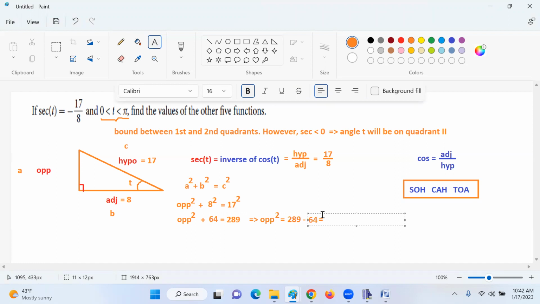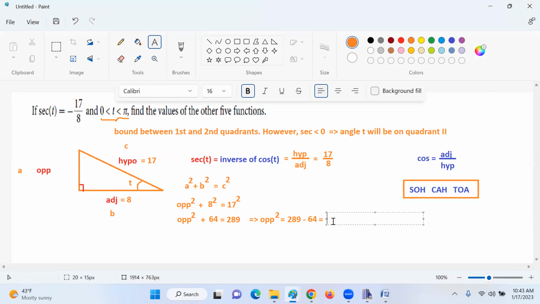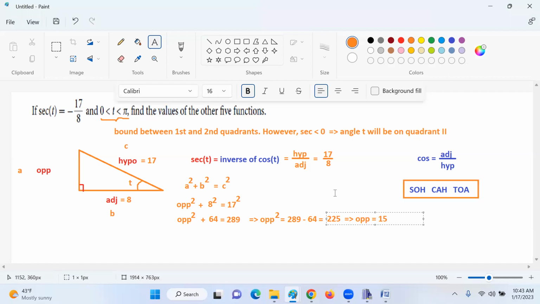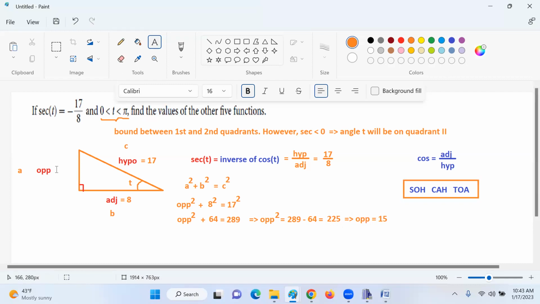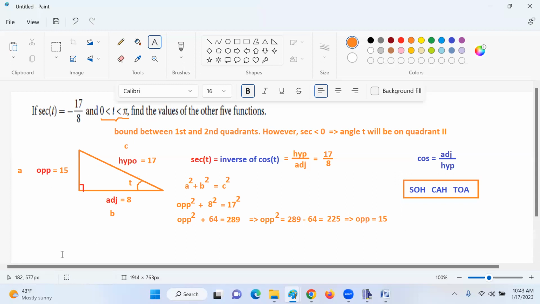Yeah, and then we're going to subtract: 289 minus 64 will be 225. And then we can look for the opposite side length in this case. So that would be the radical of 225. It's 15. Okay, so the opposite side length is equal to 15. So we can literally figure out the trigonometry.